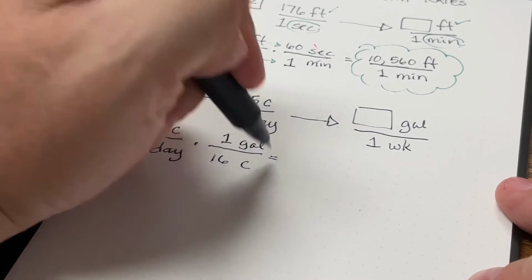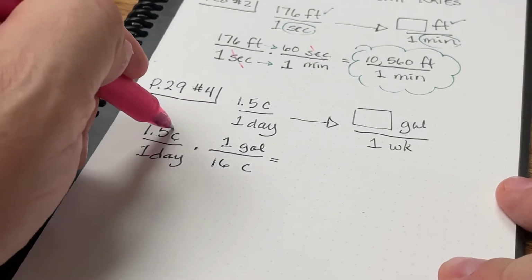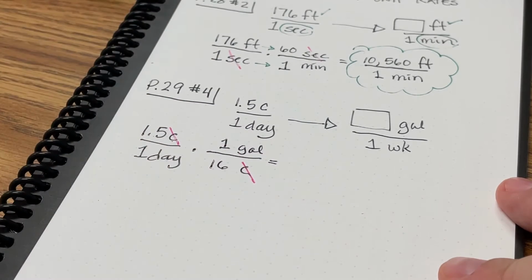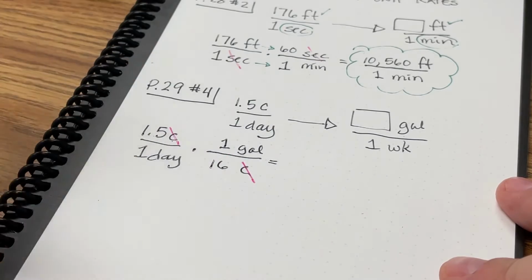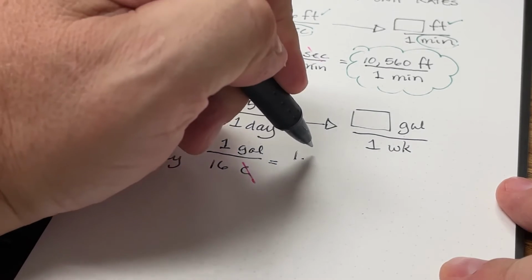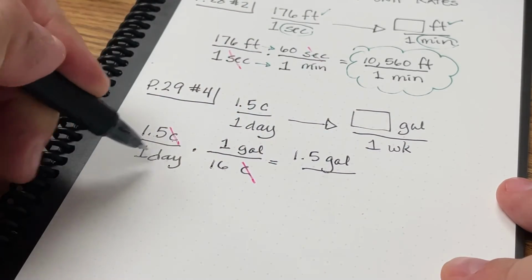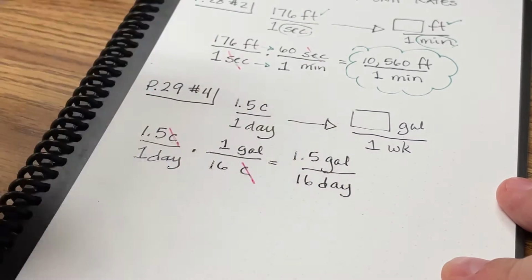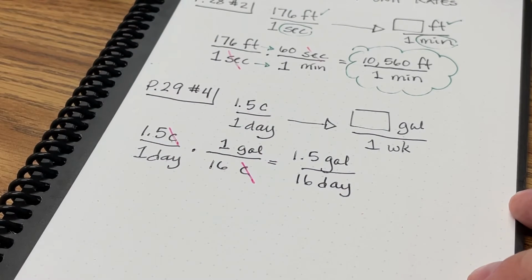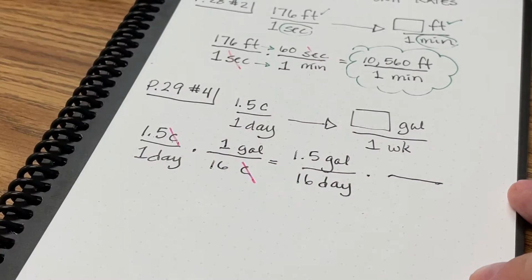So if I go through the process of simplifying this, my cups cancel each other out. I'm going to get 1.5 times 1 gallon. So I get 1.5 gallons over 1 day times 16. So that's 16 days. Okay. But now I want to figure out that in terms of weeks. Okay. So now I'm going to multiply it by another conversion.